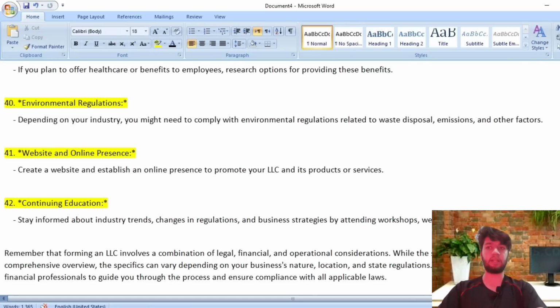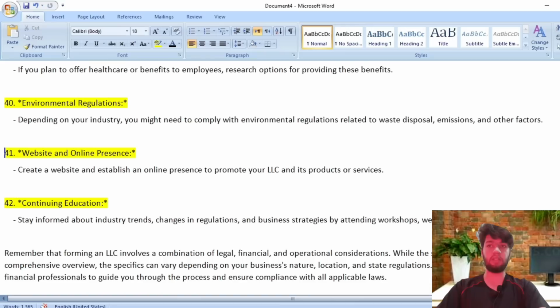Remember that forming an LLC involves a combination of legal, financial, and operational considerations. While the steps outlined here provide a comprehensive overview, the specifics can vary depending on your business nature, location, and state regulations. It's advisable to consult legal and financial professionals to guide you through the process and ensure compliance with the applicable law. So these are the steps which you can follow to make an LLC in the USA.